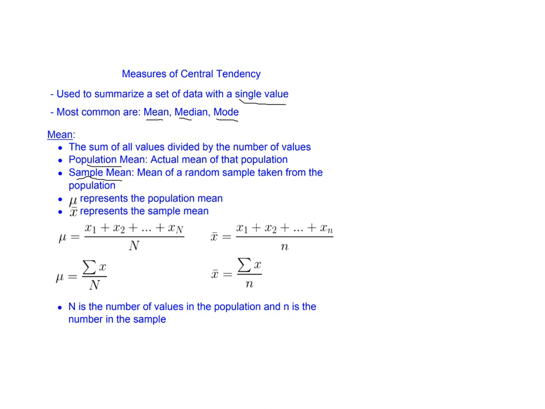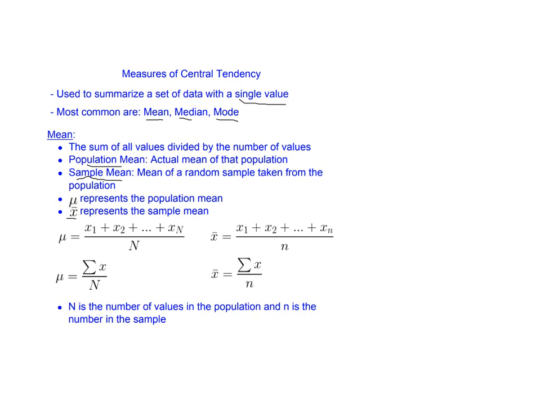We use a couple of different symbols here to represent the different means. This U shape is actually the Greek letter mu, and we use that to represent the mean for a population. We use this x with a bar on top of it, called x bar, to represent the sample mean. So this x bar is a sample mean.